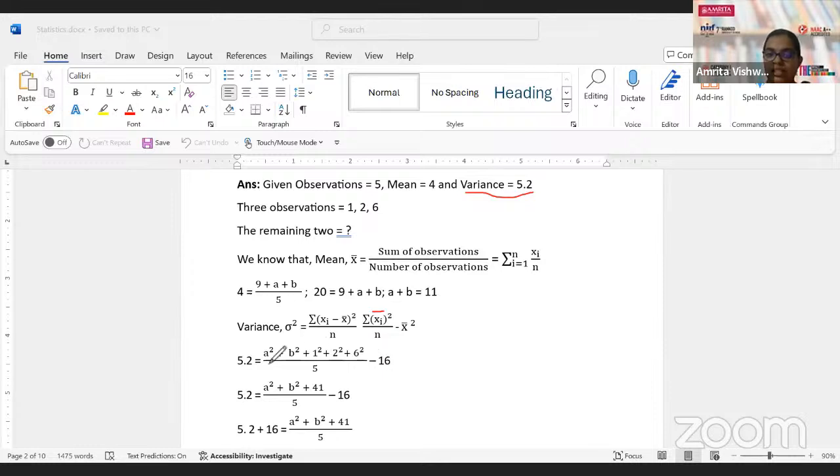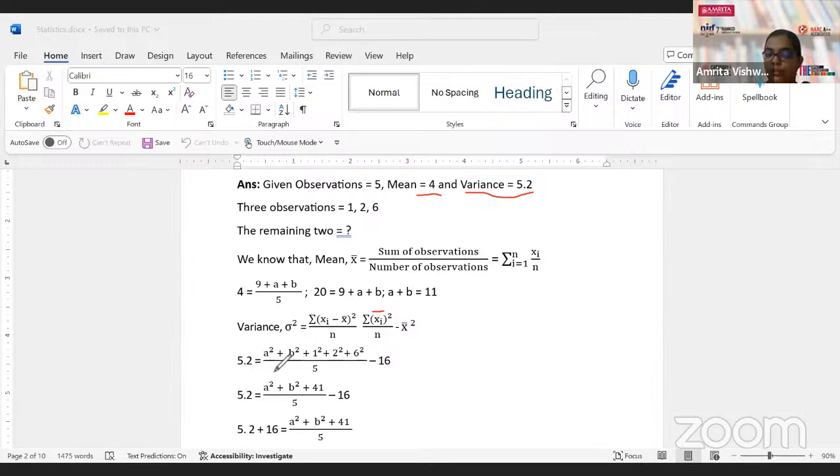It is a square, b square, we don't know. Then the other 3 terms are 1, 2, and 6. So 1 square plus 4 plus 36. So this becomes 36 plus 5, that is 41. So you got an equation, and here the mean x bar is something that is given in the question. The value is 4. So you're going to substitute it.